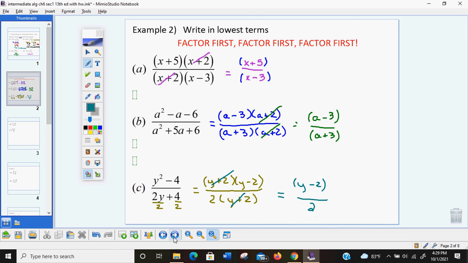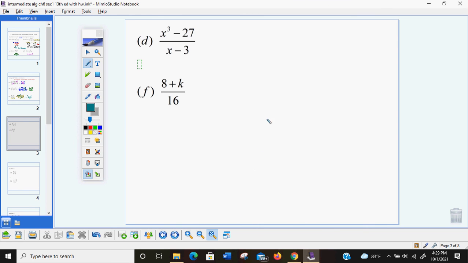Now let's look at D and E. For this one, I need to factor that. That's difference in cubes. They cubed an x and they cubed a 3. So the formula says if it's minus, you do the first one minus the second one, x minus 3. Square the first one. X times x is x squared. Put a plus sign. Multiply them together. 3 times x is 3x. Put a plus sign. Square the last one, and that would give me 9.